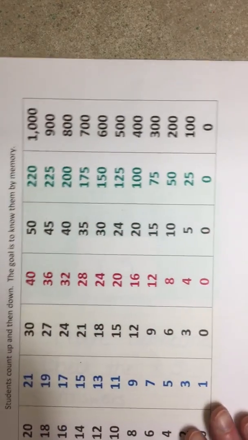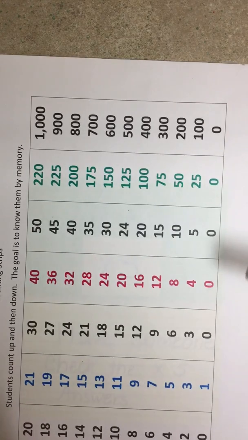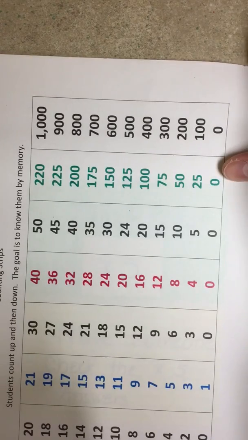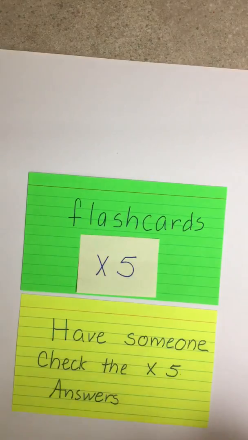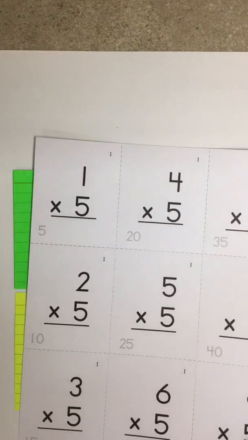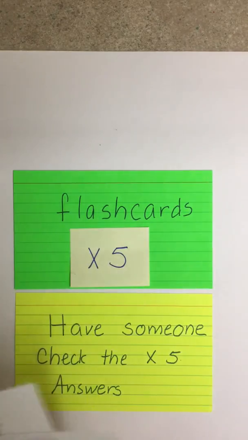Counting sheet looks like this. Here's the 3s. Here's the 25s. And here are the 4s. Your flashcards for the times 5 flashcards may look like this, may also look just like the ones that you need to cut apart and put the answers on.